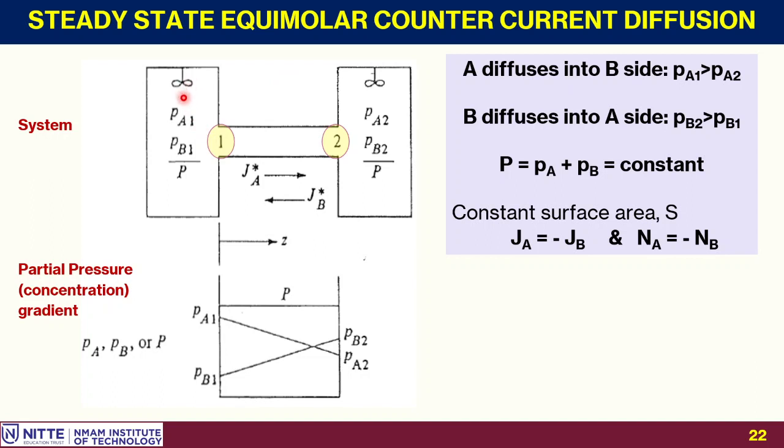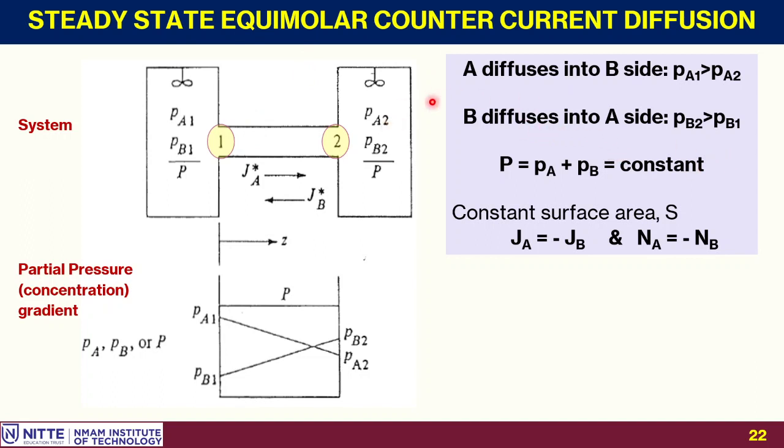Let us consider that the total pressure over here and here, that is P, is the same. Both are at the same pressure. So at the same pressure, the number of molecules moving in the forward direction and in the reverse direction will be the same for a gaseous system. So that is why we can call it equimolar. Let this process be at steady state, because there is no change in concentration at a given location with respect to time. So that's how the case becomes steady state equimolar countercurrent diffusion.